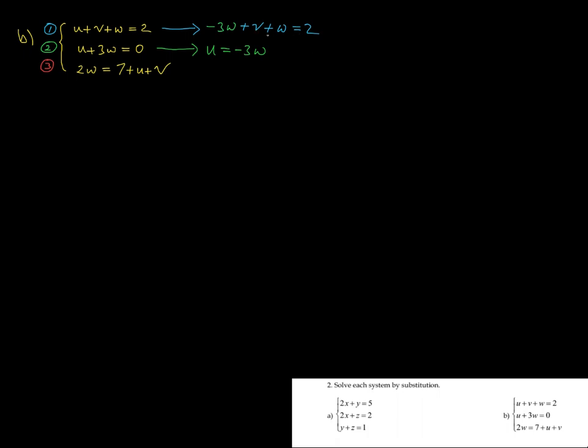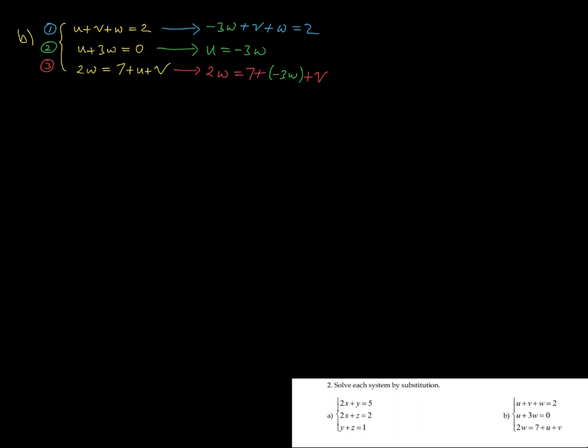Okay, so this is an equation that involves only v and w, and then I could likewise substitute in minus 3w in for u in equation 3. So that's going to look like this. 2w is equal to 7 plus u, so I'm going to write this as plus a minus 3w, so it's really just subtracting 3w, and then we're adding v to that.